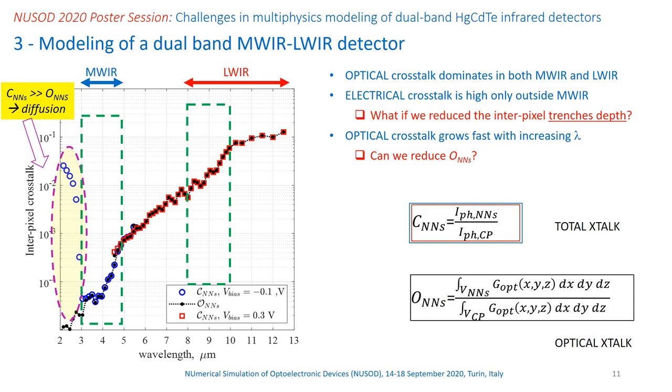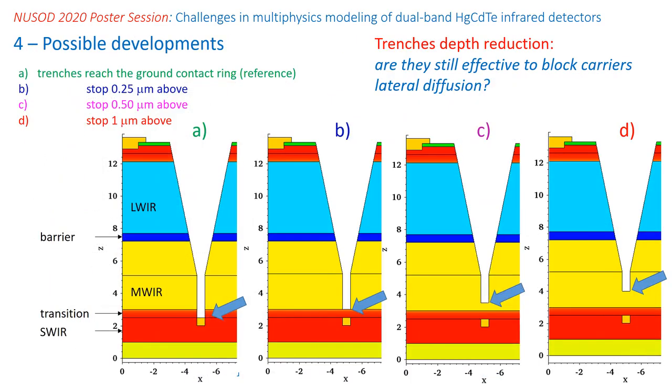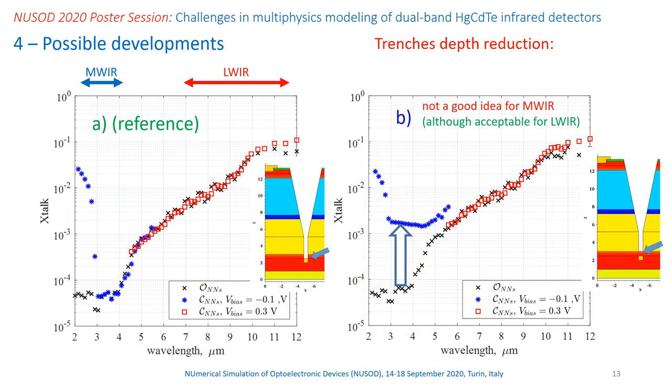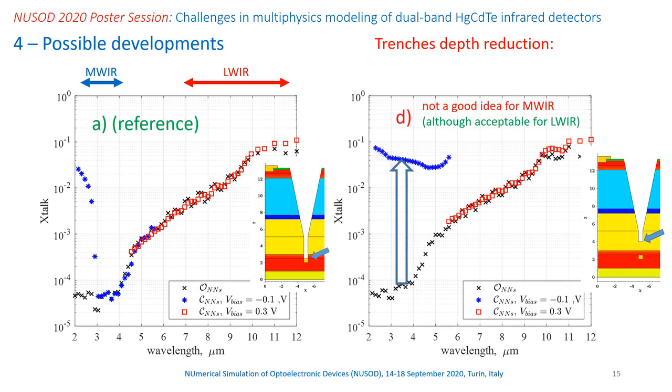However, we may ask, is it possible to reduce trench depth between pixels? And moreover, is it possible to reduce the optical crosstalk by changing the pixel sidewall angle? Let's compare what happens reducing the trench depth considering these four cases. The case A is the reference one. But it seems this is not a good idea. Even for a small reduction of the trench depth, the lateral carrier diffusion makes the crosstalk go up fast. Therefore, deep trenches seem to be mandatory.